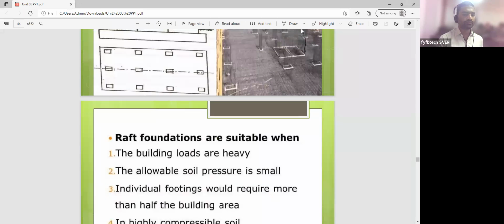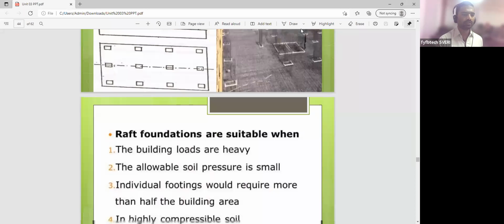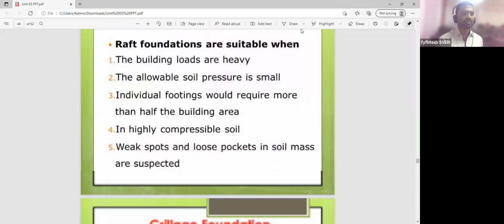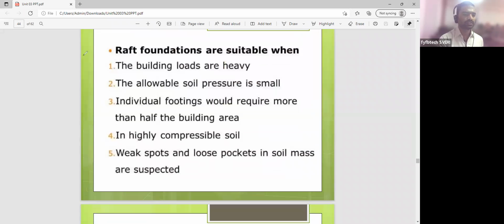Raft foundations are suitable. This is important. Suitable when, first one, building loads are heavy. When the building loads are heavy, at that time you have to provide the raft foundation.